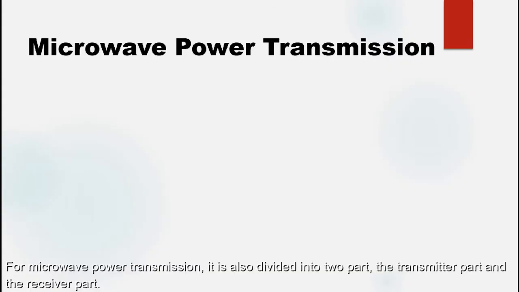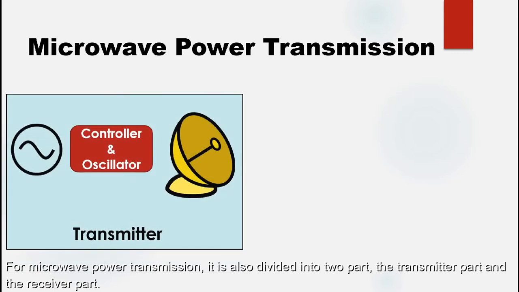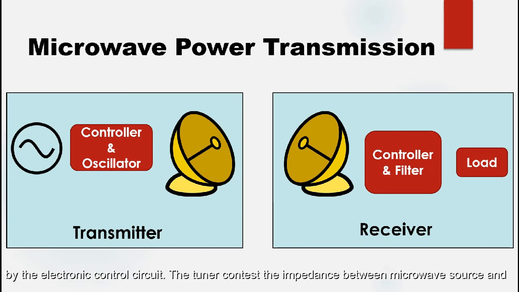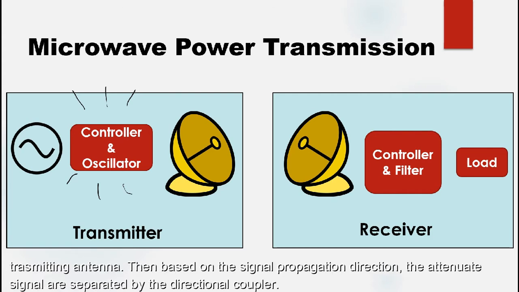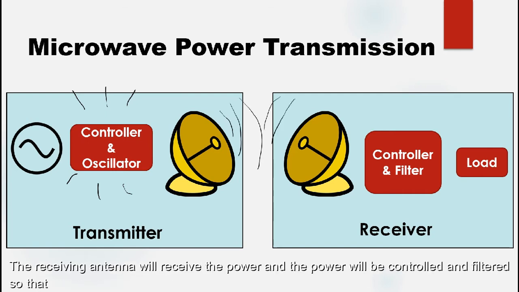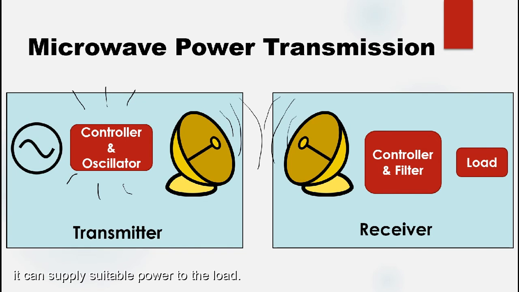Microwave power transmission is also divided into two parts, the transmitter part and the receiver part. At the transmitter section, the microwave power source will generate microwave power which is controlled by the electronic control circuits. The tuner matches the impedance between the microwave source and the transmitting antenna. Based on the signal propagation direction, the attenuated signal is separated by the directional coupler. The transmitting antenna will then emit the power through free space to the receiving antenna. The receiving antenna will receive the power, and the power will be controlled and filtered so that it can supply suitable power to the load.